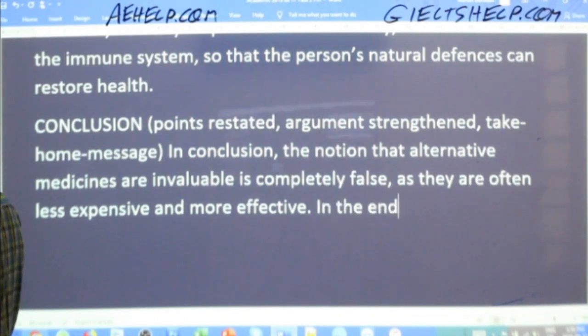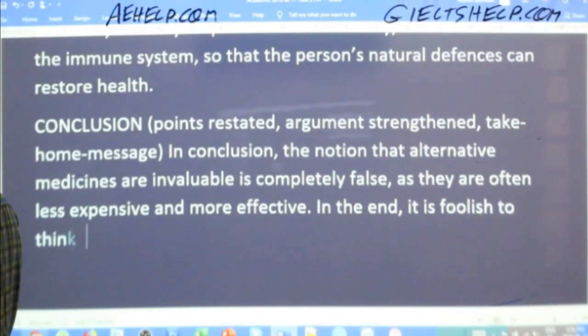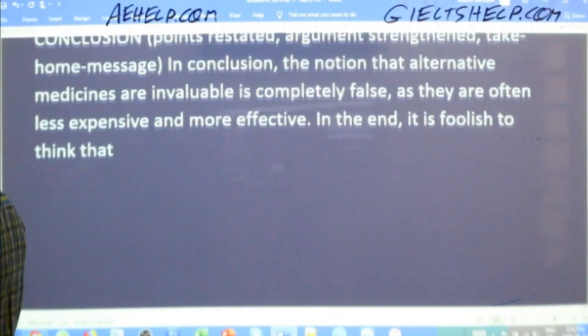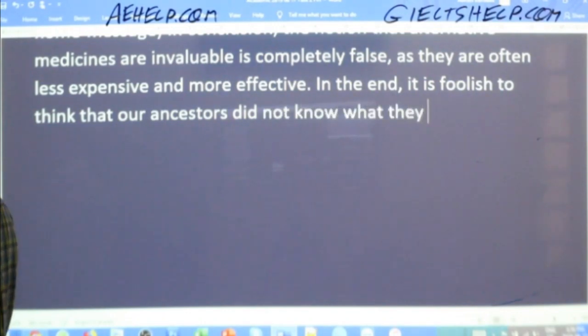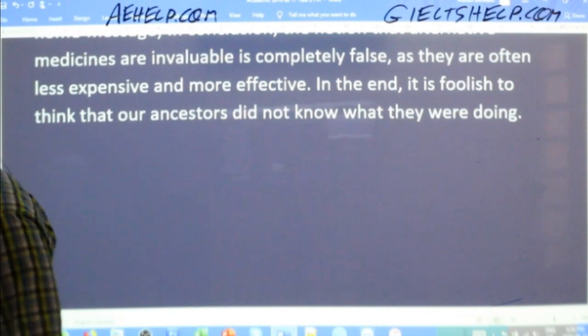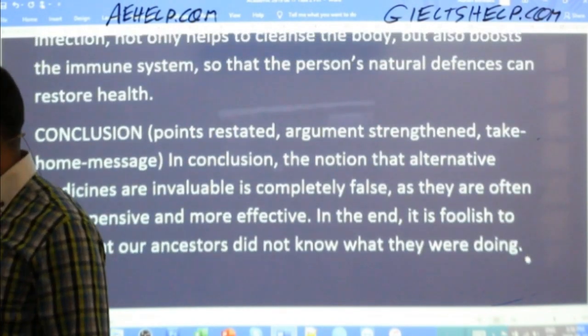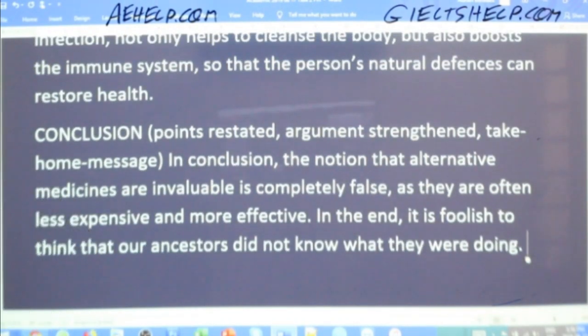In the end, it is foolish to think that our ancestors did not know what they were doing. Okay, so that is my conclusion.